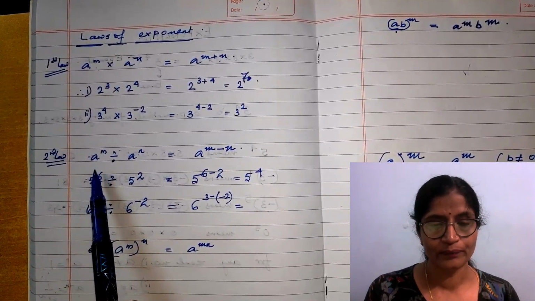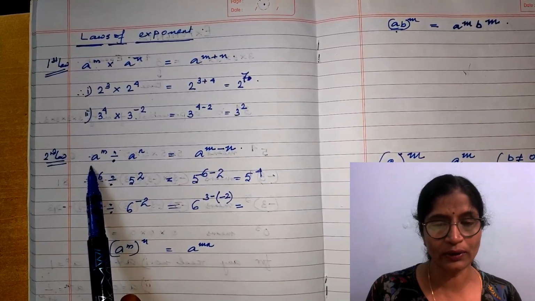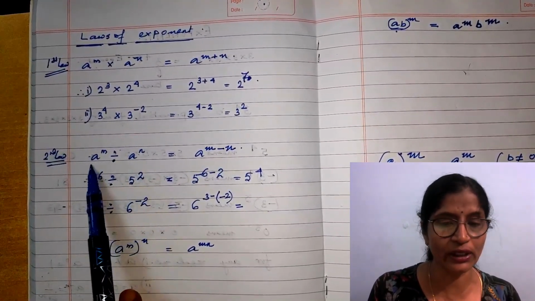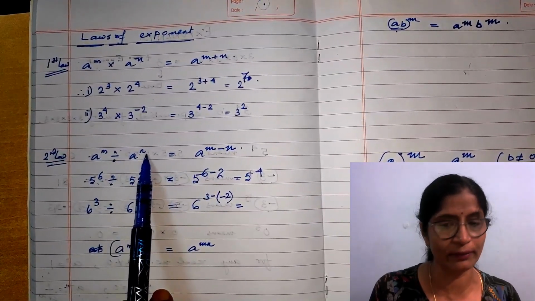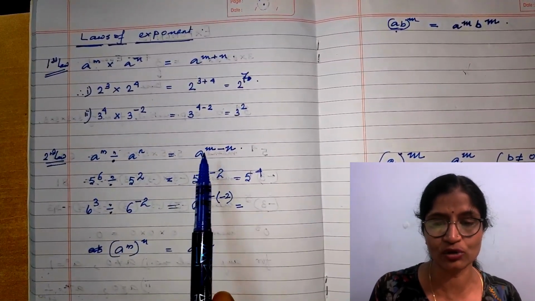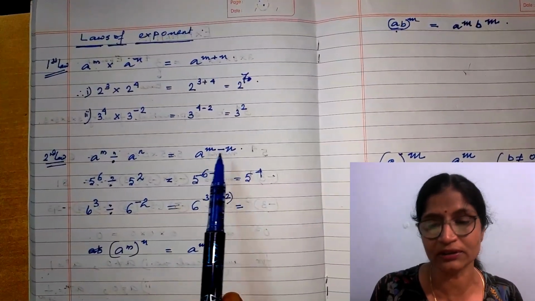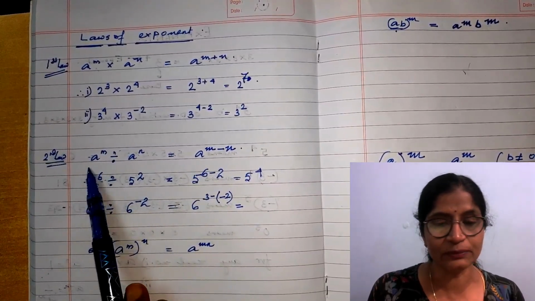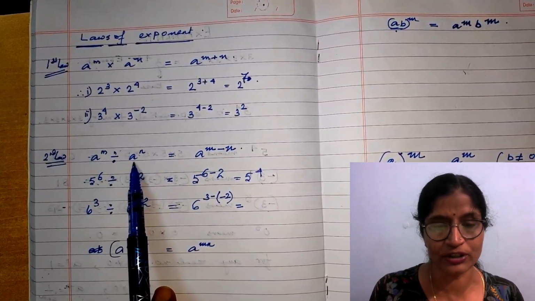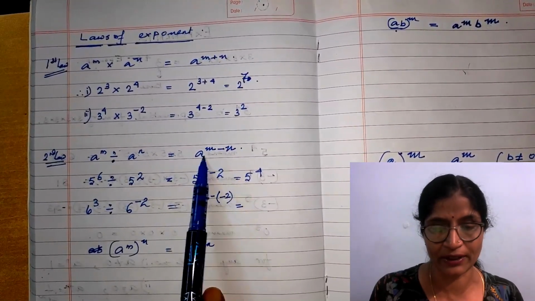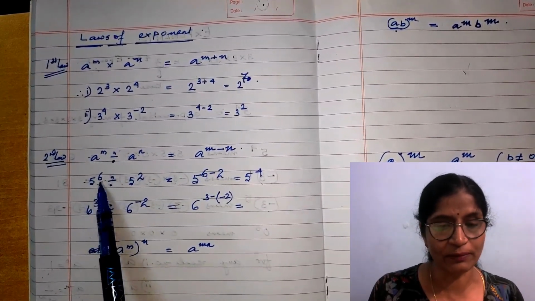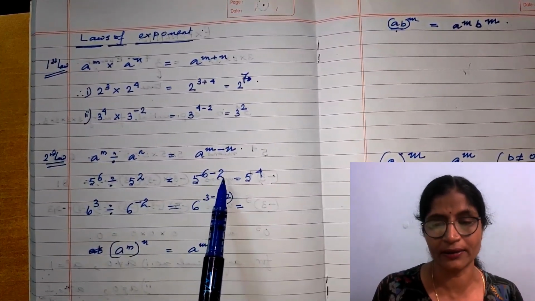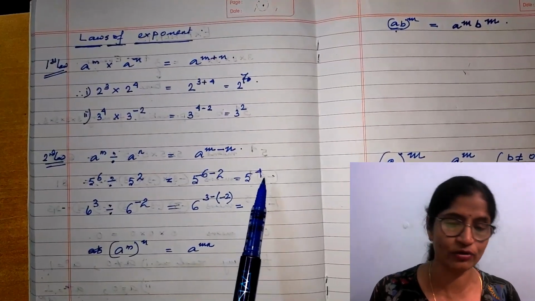Now the second law, where one exponential form is divided by another exponential form. So a to the power m divided by a to the power n is equal to a to the power m minus n, meaning the powers will be subtracted. In case of division, when one exponential form is divided by another, the powers will be subtracted. For 5 to the power 6 divided by 5 to the power 2, it is equal to 5 to the power 6 minus 2. So it is equal to 5 to the power 4.